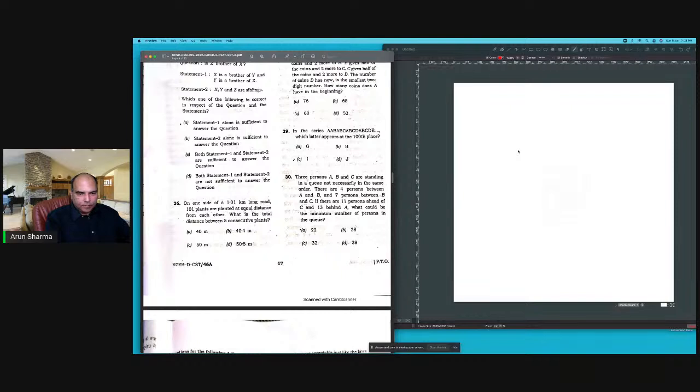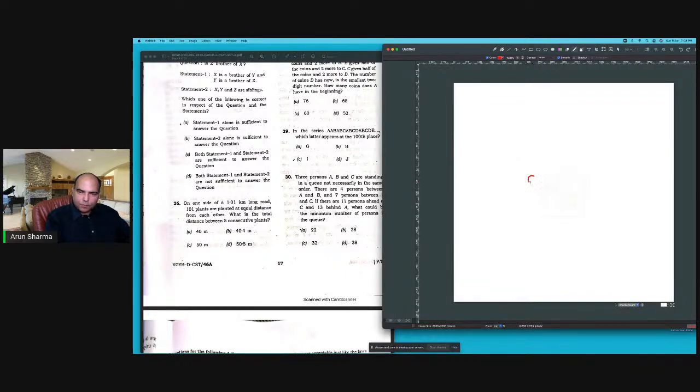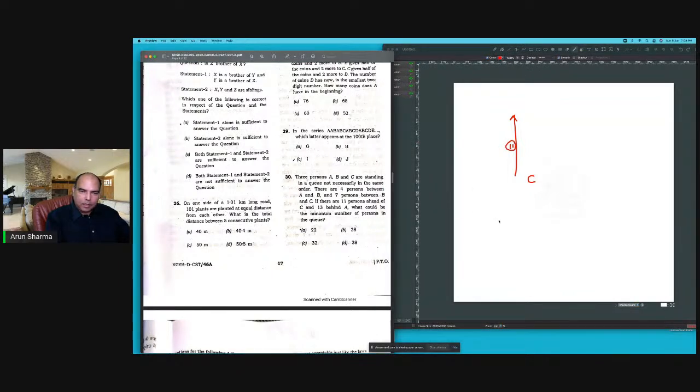Okay. The 11 persons ahead of C. So let's first focus on putting C and A. The 11 persons ahead of C, and 13 behind A. And I want the minimum number of people in the queue. So can I do this?